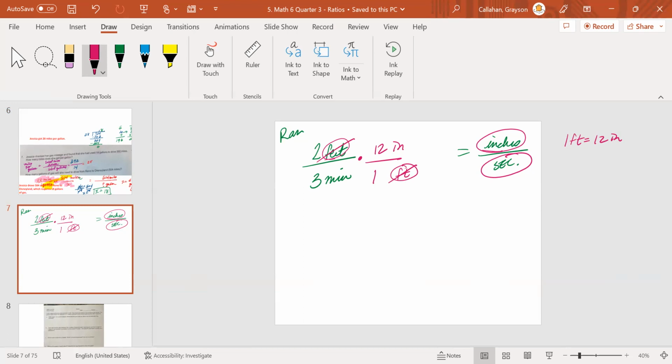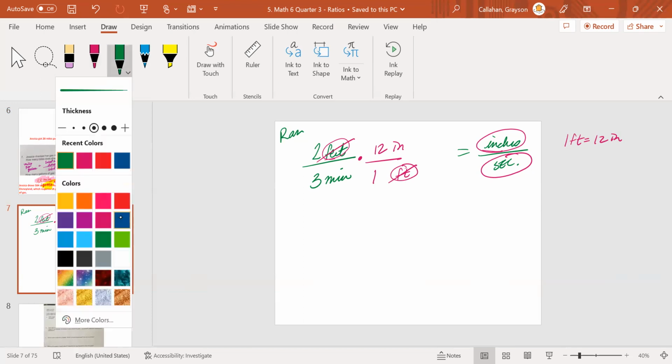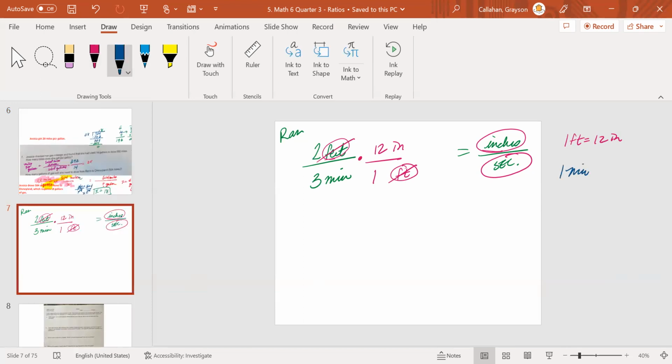Hold on, we're not done yet. Now I have minutes. Well, I don't want minutes, I want seconds. I know that 1 minute equals 60 seconds. Do you see how the minutes are on the bottom? So when I do the conversion, I need to have minutes on top so I can cancel it. 1 minute equals 60 seconds. Seconds on the bottom. That's good. Minute cancels. 2 times 12 times 1 is equal to 24. What is the unit? Inches.